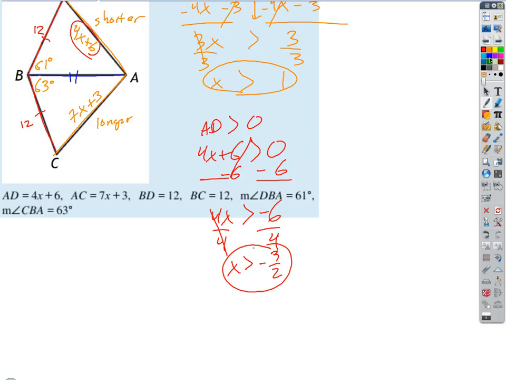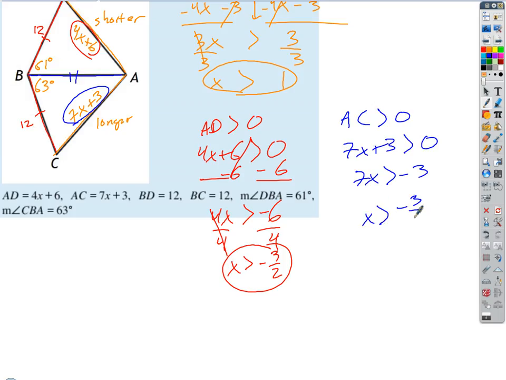Okay. What about down here? 7x plus 3, same thing, right? That side length, AC, has to be greater than 0, right? Because it's a side in a triangle. So AC is really, in this case, the expression 7x plus 3. So 7x plus 3 has to be greater than 0. Same deal, right? I'm just going to isolate the x. Subtract 3 and divide by 7. So what do I get when I do that? Well, 7x is greater than negative 3. So x is greater than negative 3/7.